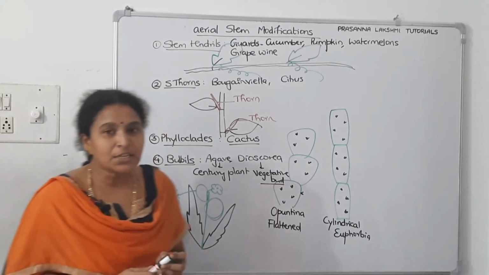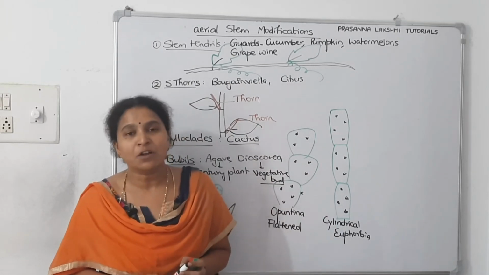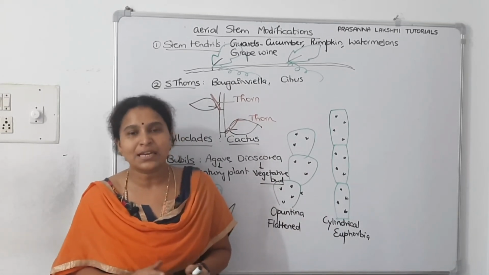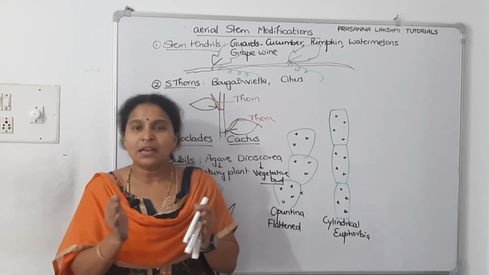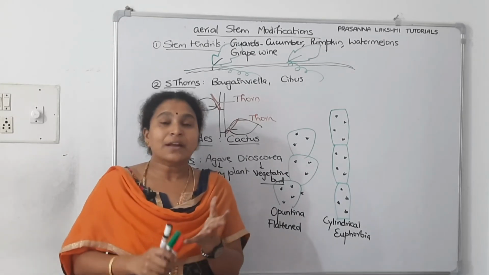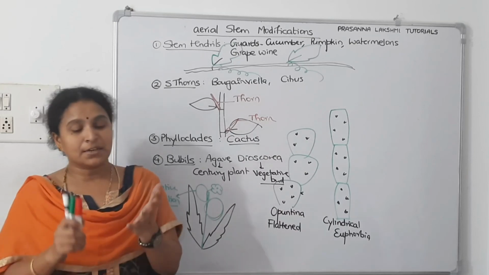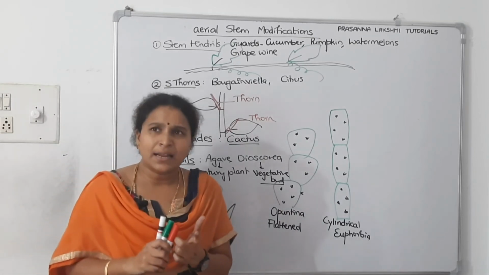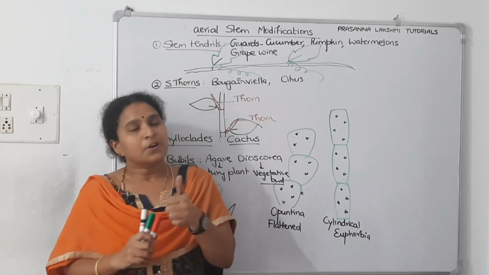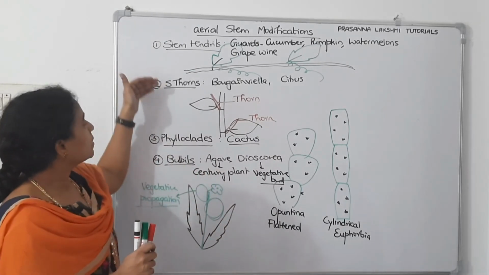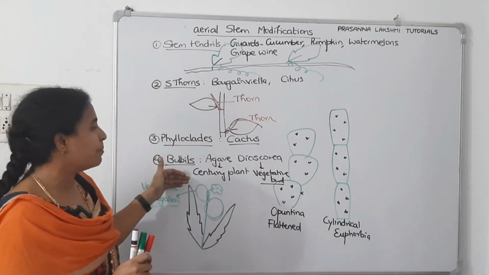So, in today's session, we discussed stem modifications. We categorized them into three types: underground, subaerial and aerial. For underground, rhizomes, corms, stem tubers, bulbs. For subaerial, we discussed stolons, suckers, offsets and runners. For aerial, we discussed stem tendrils, stem thorns, phylloclades and bulbils.